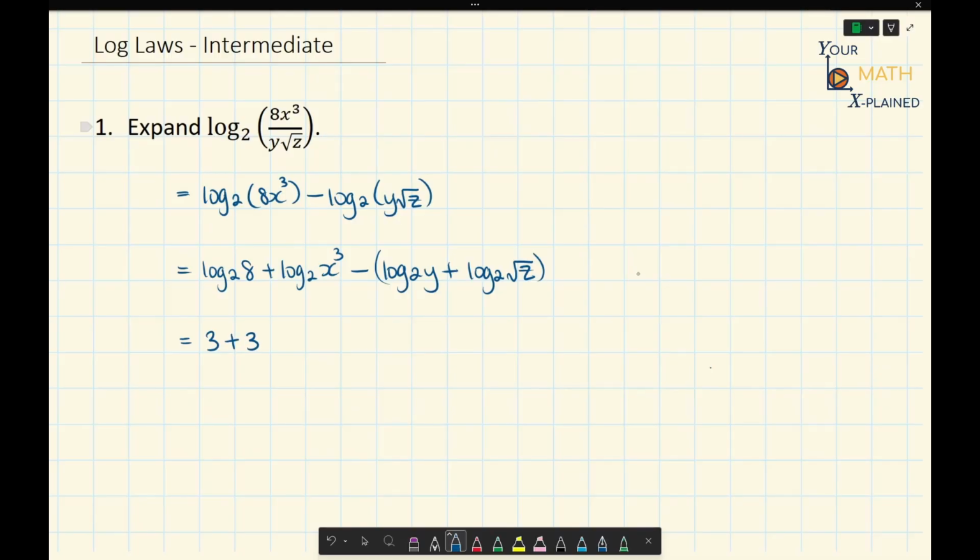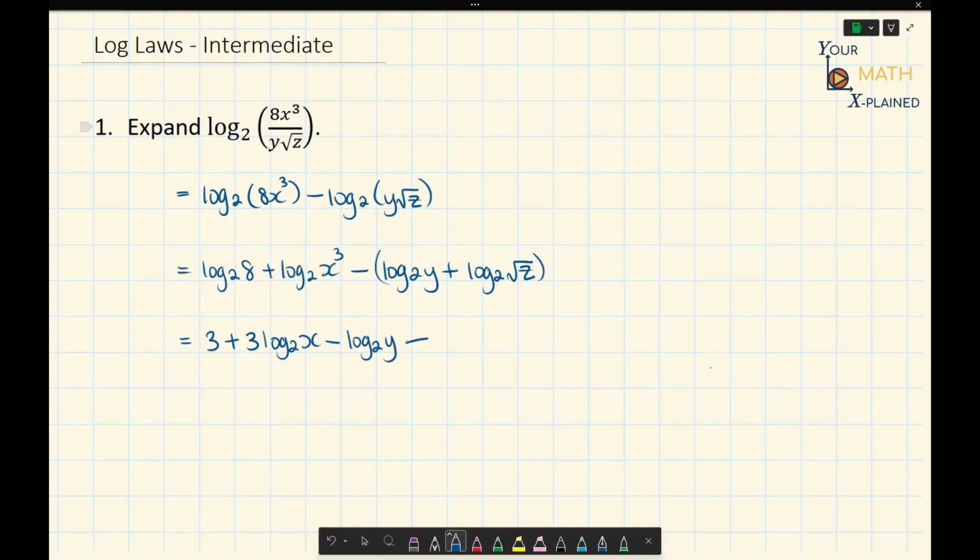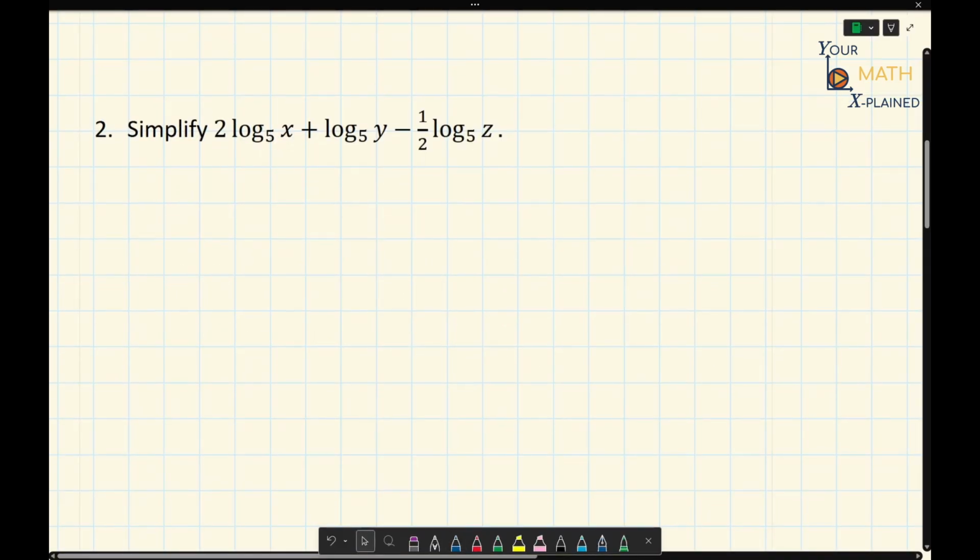And then for the next term, we're going to pull our power to the front. So that's 3 times log base 2 of x. And then we have minus log base 2 of y. Distributing that minus sign will give us minus log base 2 of square root z as well. But we can actually go one step further since square root of z is just z to the power of 1/2. So that means we can pull the 1/2 to the front and it becomes minus 1/2 times log base 2 of z.